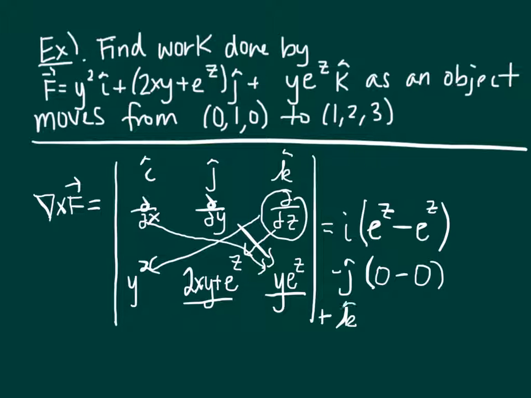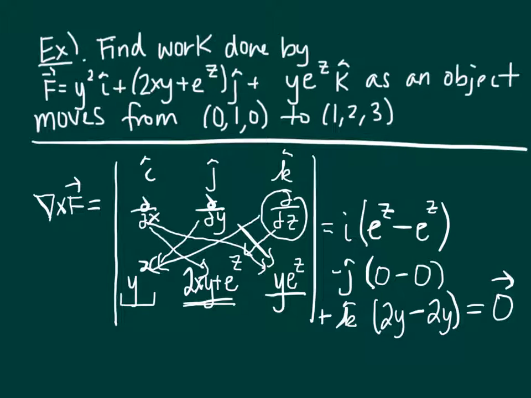Then our k component is the partial derivative of this with respect to x, which is just 2y, minus the partial derivative of y squared with respect to y, which is also 2y. So if you notice, using the curl, we get that the curl is the 0 vector, which means that this vector field is in fact conservative.